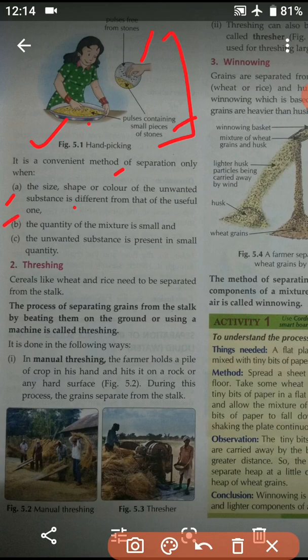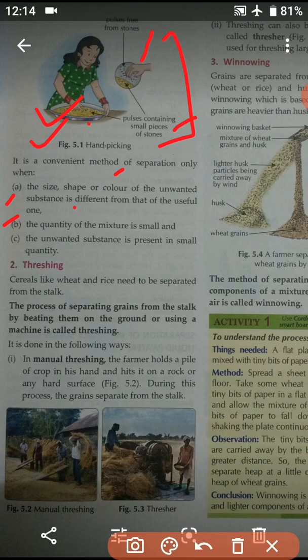Number B, the quantity of the mixture is small. So students, the quantity of the mixture is small. So in this case only we can remove the stones. If I give you a bag full of pulses and ask you to just remove the stones, then will it be possible for you? Definitely it will be very difficult for you because the quantity is very large. So for removing the unwanted component from a mixture, the quantity should be small.